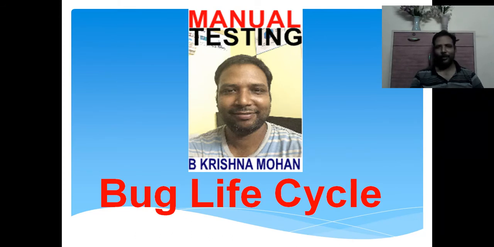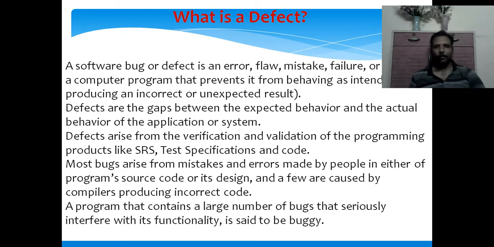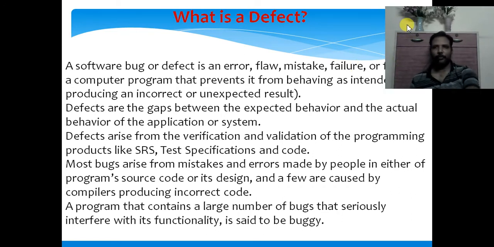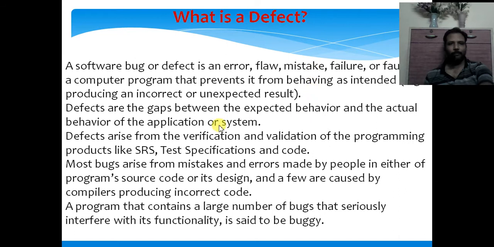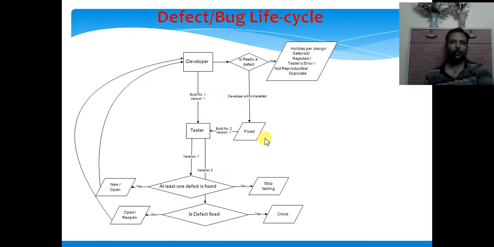So this bug life cycle is about the status of the defects. How the status of the defects will be changing, and who is the person who will be changing those statuses, we will be seeing that. This is some of the definition of the defects, and this is the defect life cycle.